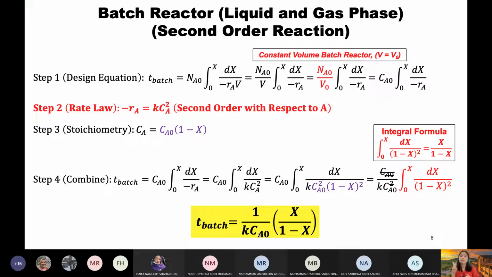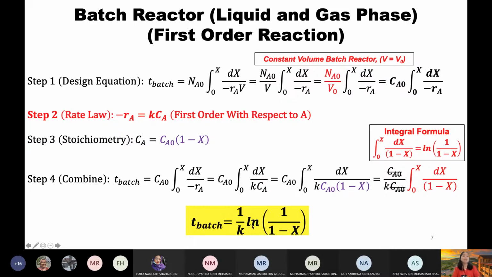So what is this second equation? This second equation is to derive reaction time for batch reactor. But the second case is for when your rate law is now second order with respect to A. You can see, right? It's different, right? Macam tadi saya tengok, let me show you. Tadi first order lain kan?